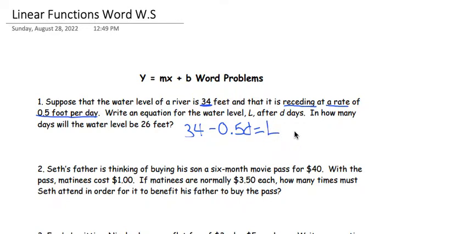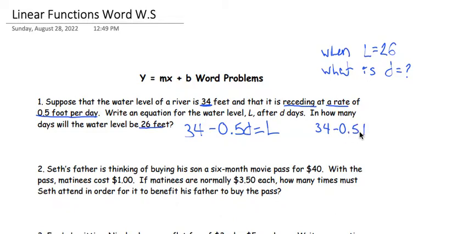Now the question asks, in how many days will the water level be 26? They want to know when L equals 26, what is D? So the whole point of this question is to figure out how many days it will take for the water level to reach 26 feet. So we'll plug in 26 for L, and we'll end up with 34 minus 0.5 d equals 26.